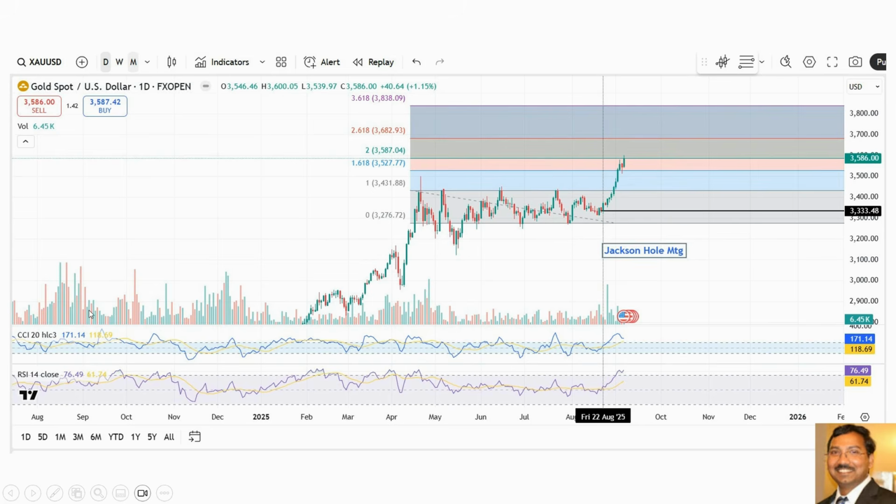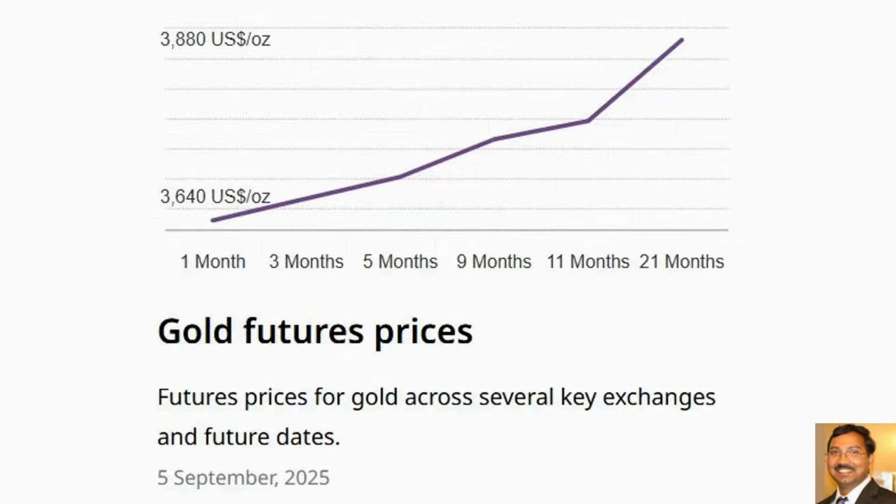So why did the price go up after the Jackson Hole meeting? Maybe there is a chance of stagflation. So the data point right now says it went up after the Jackson Hole meeting, and these are the gold futures prices. In the next 21 months, gold price may go up to 3080 per ounce. But this is a futures market, so if they follow the trend, and if there is any change in the price trend, they can change their position pretty quickly.